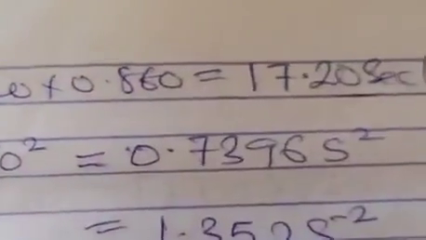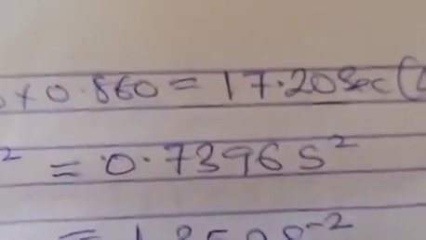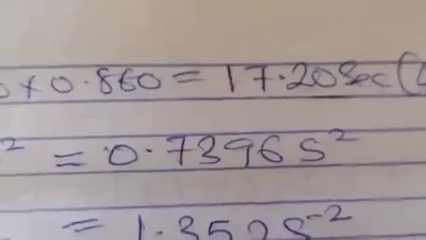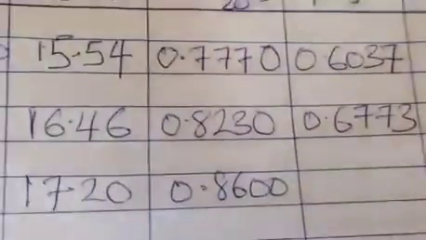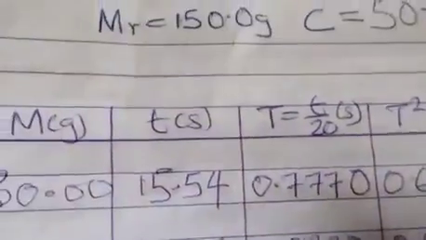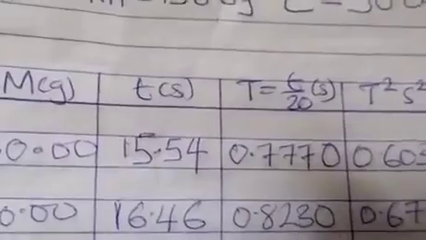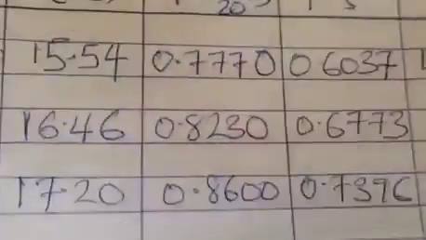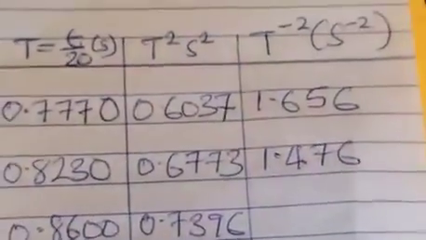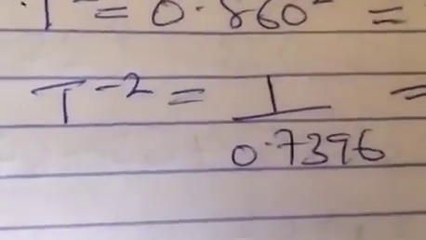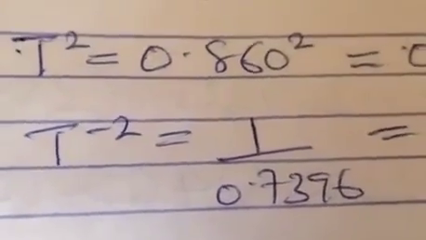T squared, the period squared, becomes 0.860 all squared. That gives us 0.7396 seconds squared to 4SF. So now report T squared, 0.7396, on that column.